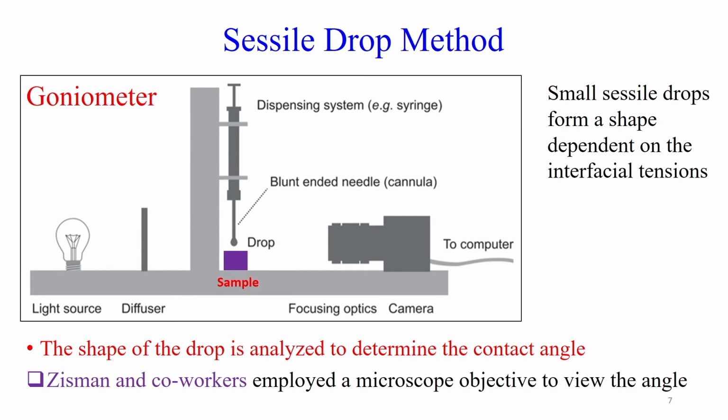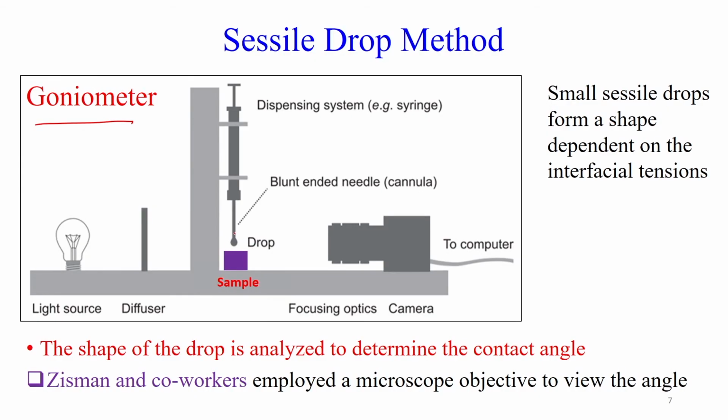Now, the first method we use to measure the contact angle is the goniometer. Zisman and co-workers employed a microscope objective to view the angle. So, if you have a microscope objective, whatever light microscope was there, the same microscope was used to see the angle. Typically, the microscope is vertical. If you make it horizontal, you should be able to see, or record, the shape.